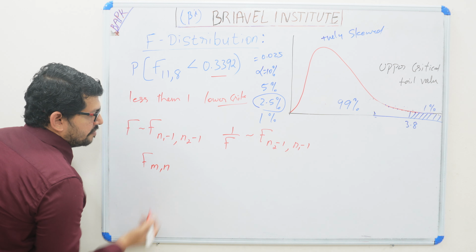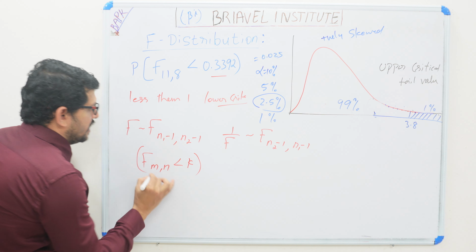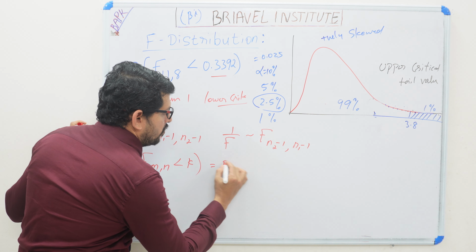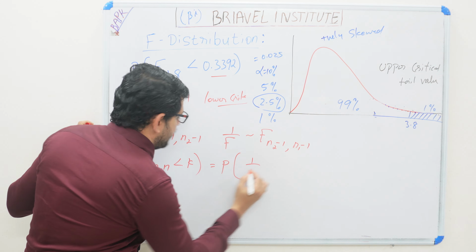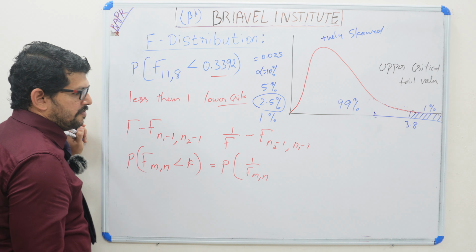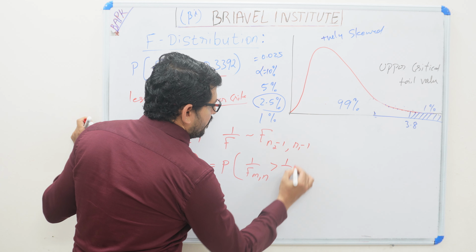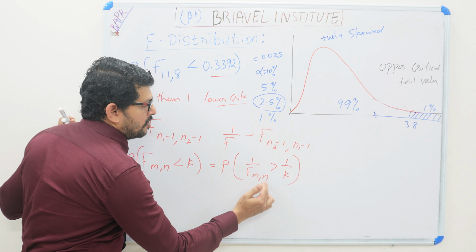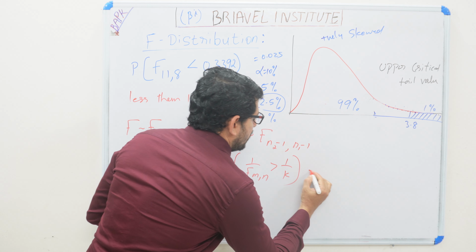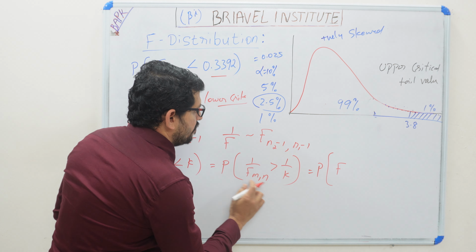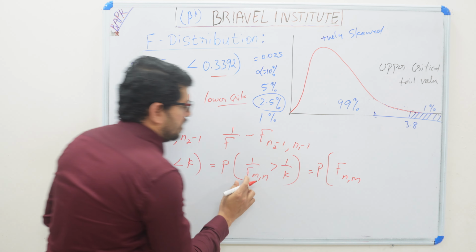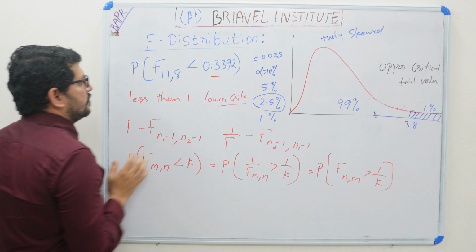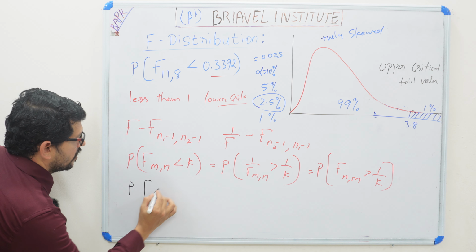F of m comma n: the probability that F of m comma n is less than k, where k is a lower critical value. We need to find the probability that 1 divided by F of m comma n is greater than 1 divided by k. So F of m comma n less than k means we have to convert it like that, to 1 divided by F of m comma n greater than 1 divided by k. We can write it as F of n comma m greater than 1 divided by k. So this is the formula we need to apply here. So F of 11 and 8: we are converting the probability of F of 11 and 8.